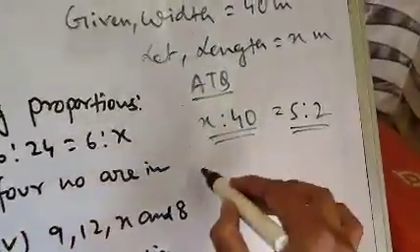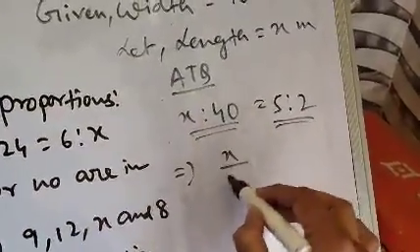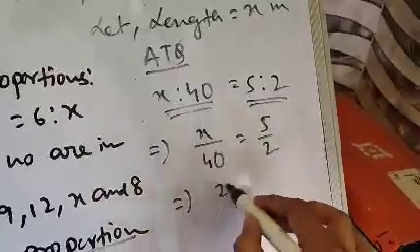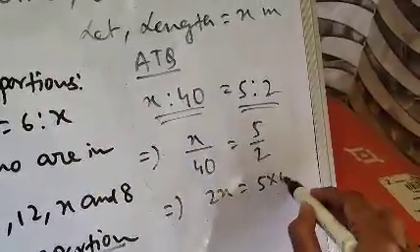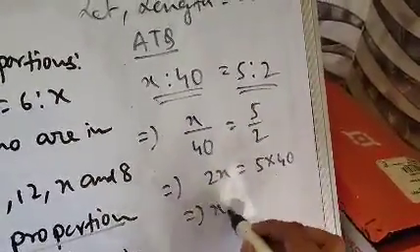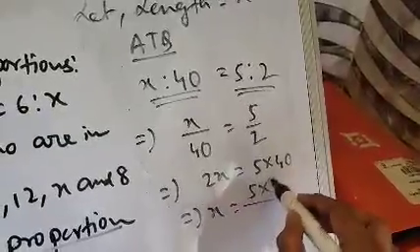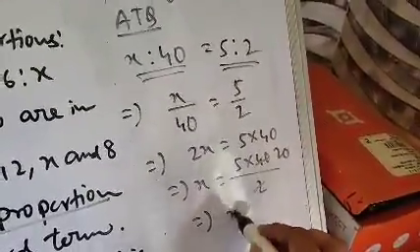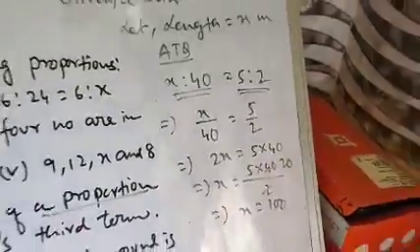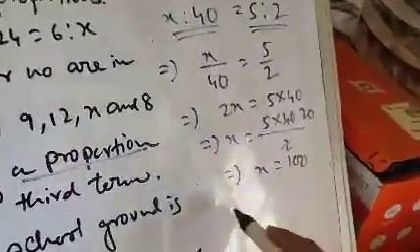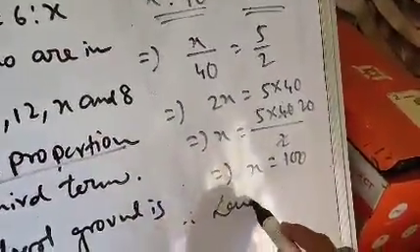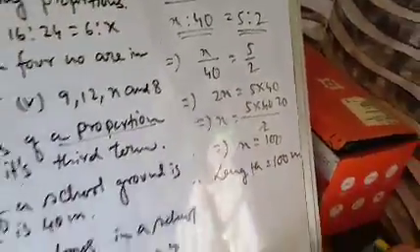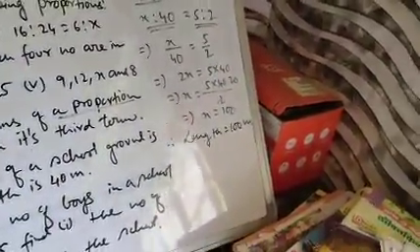Now solve. So x is to 40 means x by 40, and 5:2 means 5/2. Cross multiply: 2x equal to 5 into 40. Therefore x equals 5 into 40 by 2. 2 20s are 40, so 5 into 20 that is 100. So your length is 100 meter. That is your answer.